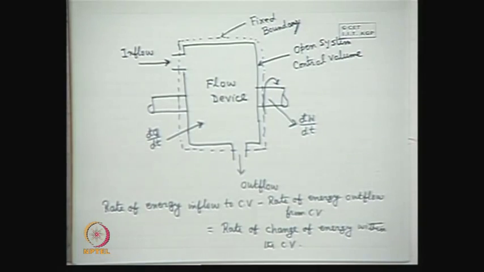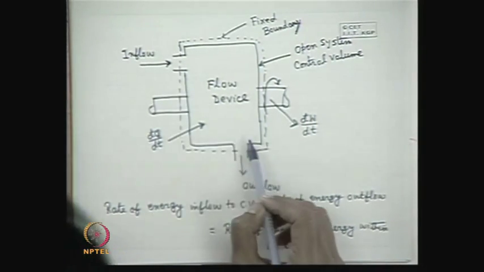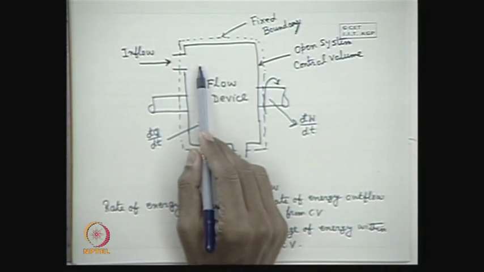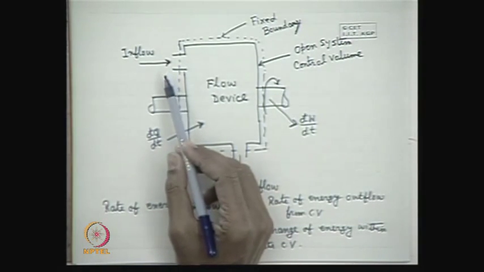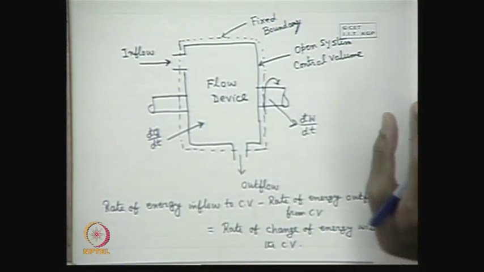So, therefore, we now have to recognize the different energies which are coming into the control volume or going out of the control volume. What are the energy quantities that are associated with the flow of a fluid stream? We have to first recognize that. So, what are the different forms of energy that are associated with the flow of a fluid stream? The first is intermolecular energy, that is, the kinetic and potential energy of the molecules.